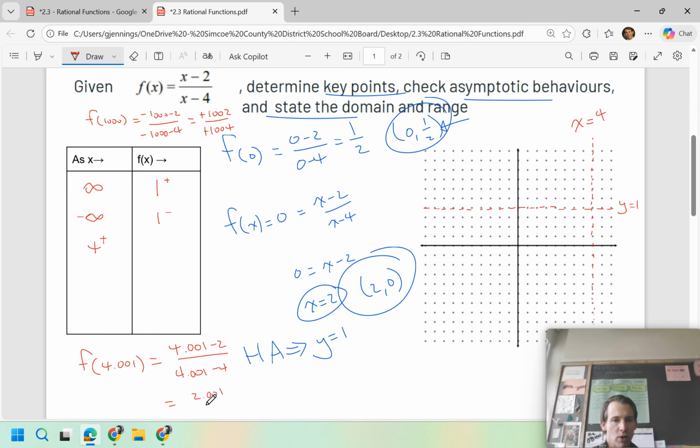2.001 divided by 0.001. That's a number divided by an extremely small number. Is that approaching positive infinity or negative infinity? Positive. Positive infinity. Do I need a calculator to show me exactly what value that is? No, it's just a test to show me this is way up towards positive infinity. So as x approaches 4 from the positive side, f of x is approaching positive infinity.